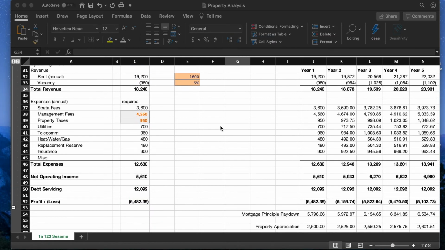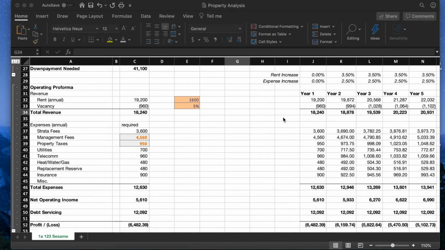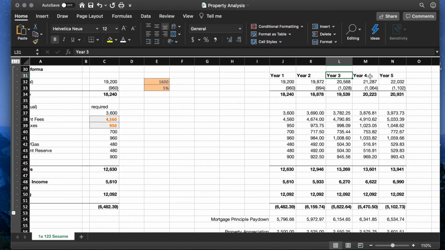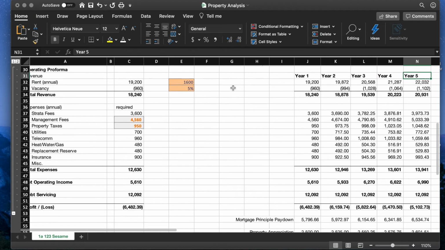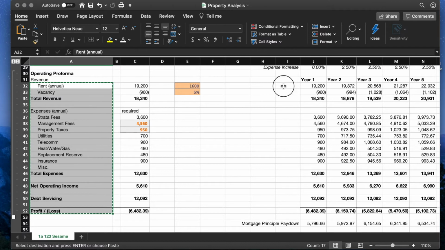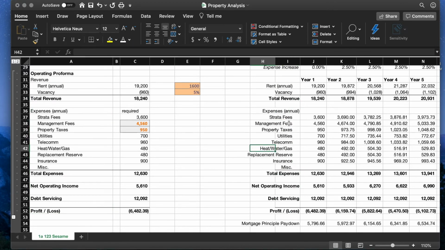So what I have done is I've actually time scaled our operating proforma. So we can see here we have year 1, year 2, year 3, year 4, year 5. And this corresponds to our rents and all of our expenses. And so maybe let's copy those line items there and we'll paste them there. And we'll make this so it's legible by justifying it like that. Hey, there we go, that looks better.